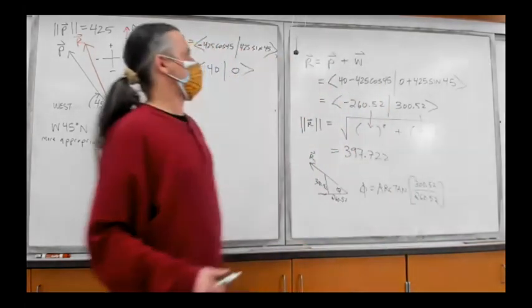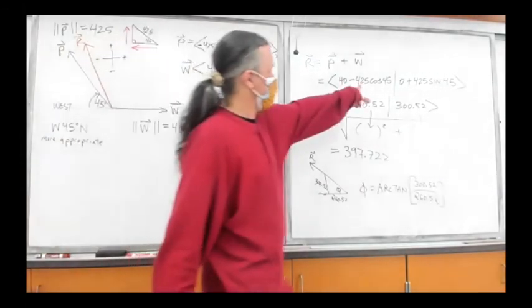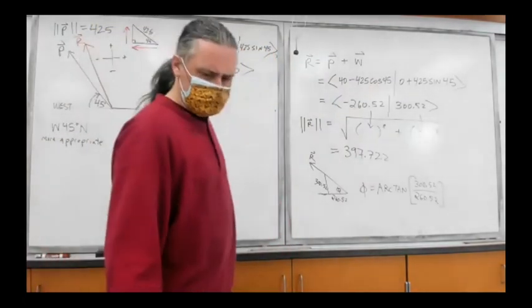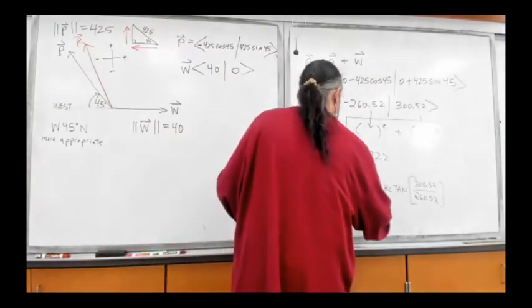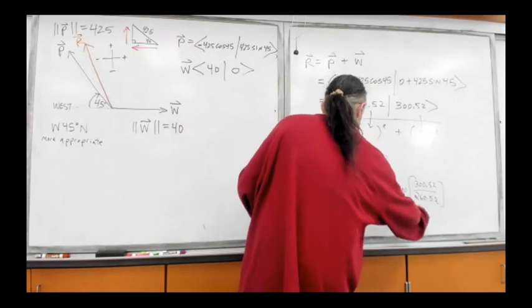Oh yeah, because it's cosine 45. All right, when you do that, you should get 49.078.